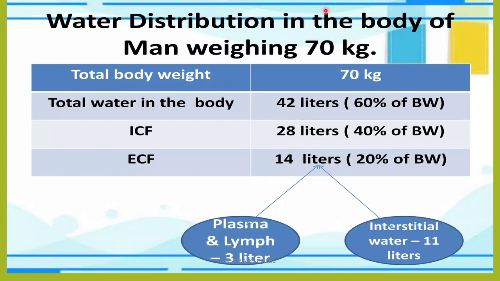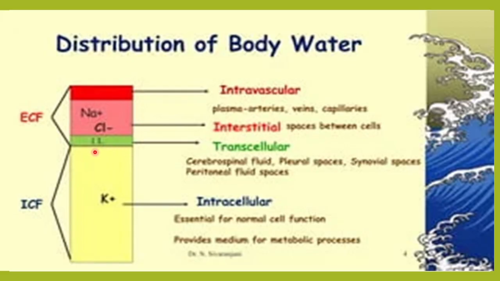So this water is divided into the ICF and ECF compartments. Suppose a man weighs 70 kgs, 60% of his body weight, that means 42 liters would be the total water in his body, out of which 28 liters would be in his ICF and 14 liters would be in the extracellular fluid. This is important because to understand the fluid balance, the acid base balance, the electrolyte balance, we need the distribution.